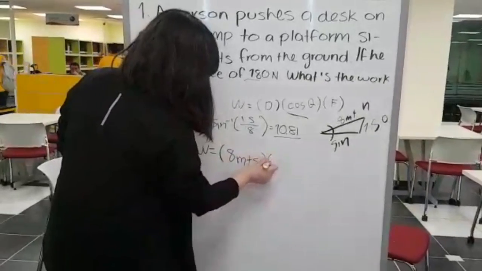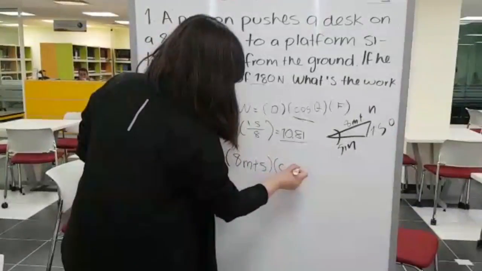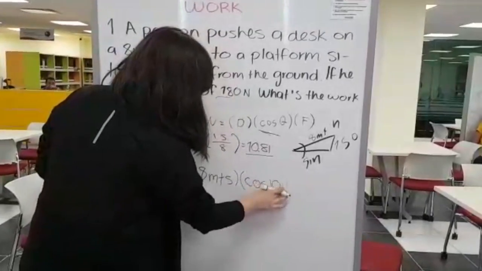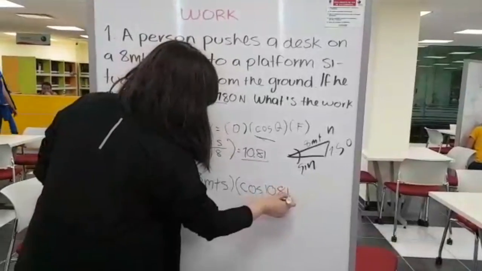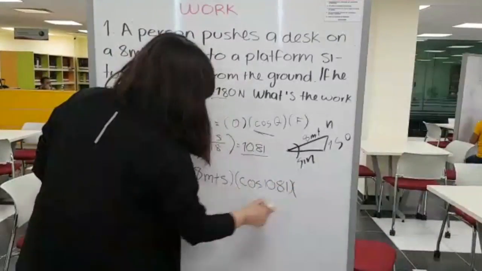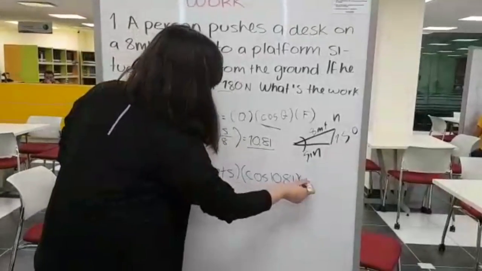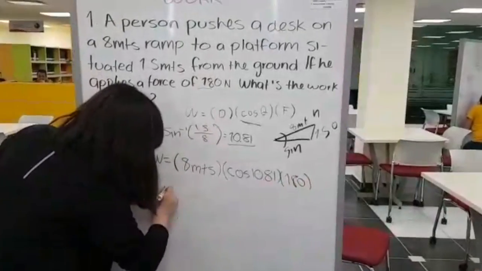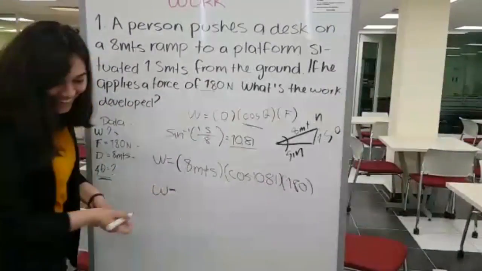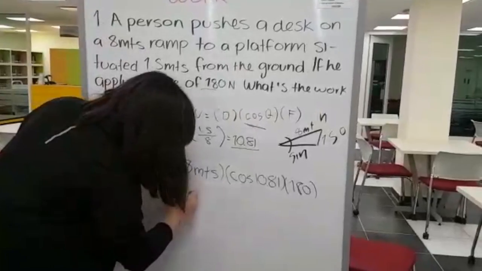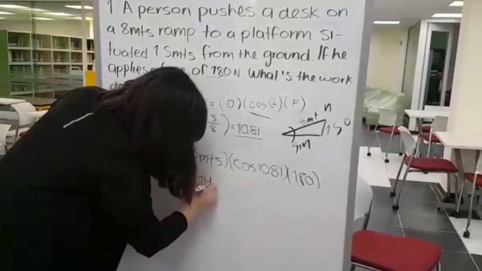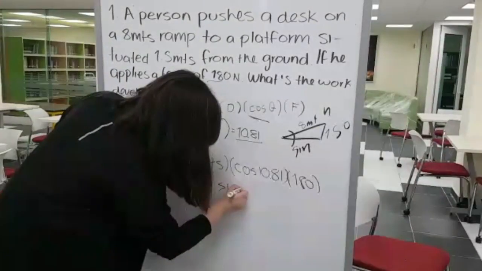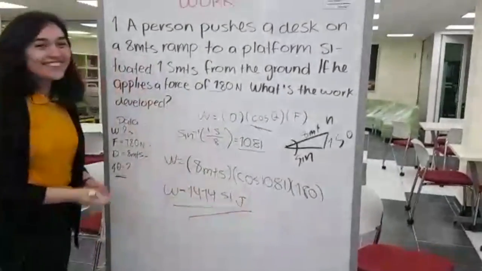equals 8 meters, which is the distance, times the cosine of the angle, which is 10.81, times the force, that in this case is 180 newtons. Now, if we multiply them, we have that our work equals 1,419.51 joules. And that's the result for this problem.